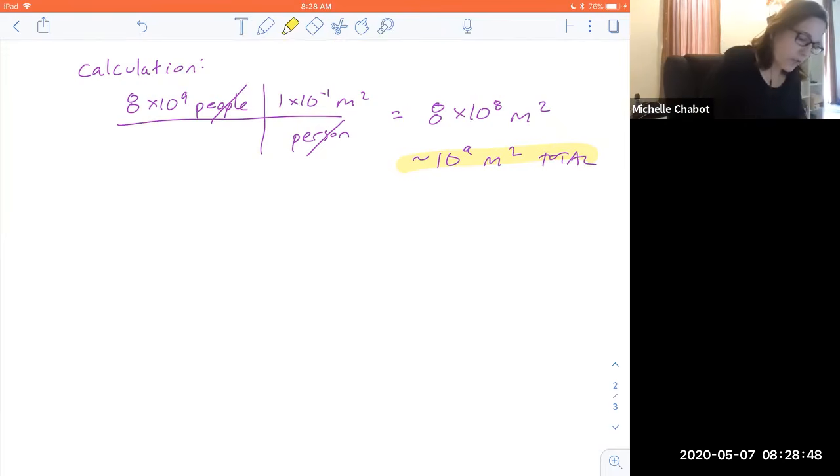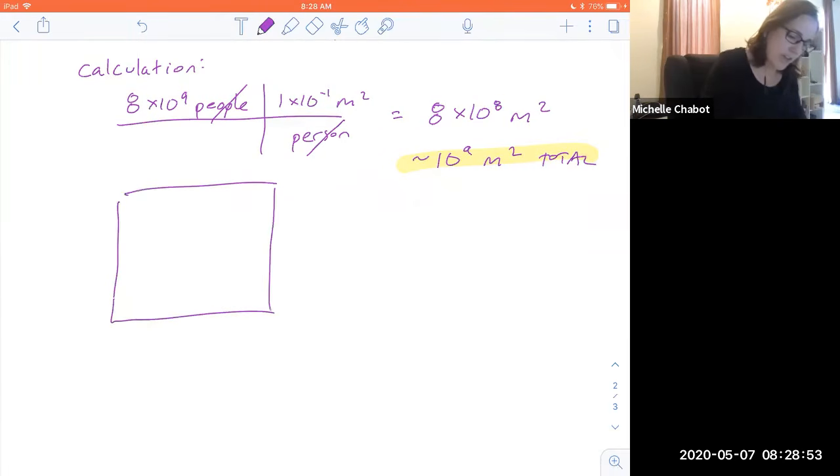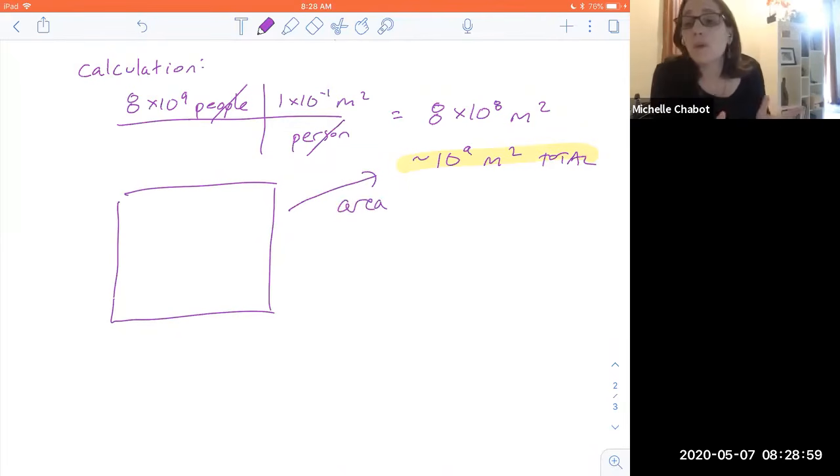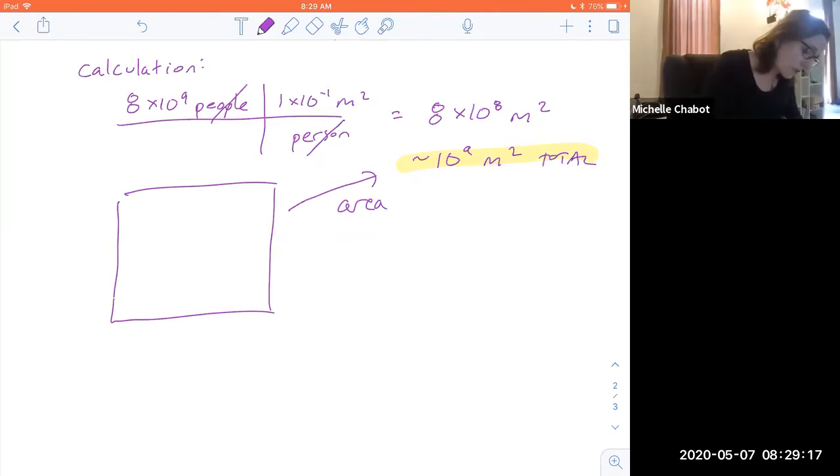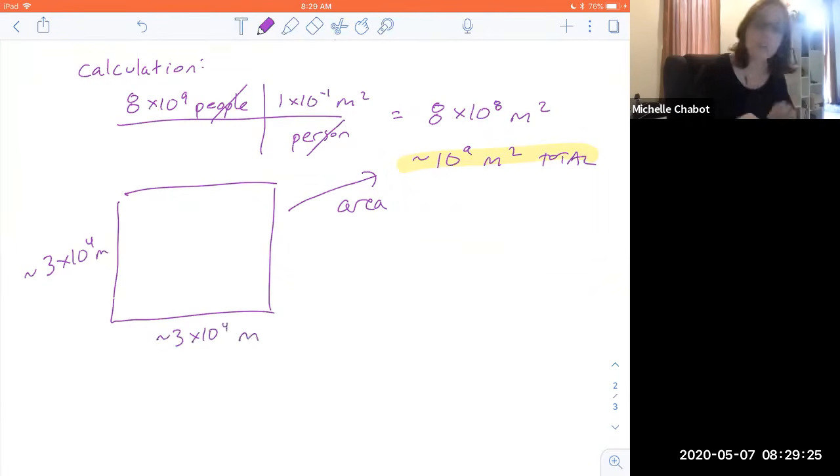So in order to do that, we can imagine what it might look like. Again, if I just imagine having a square where the area was 10 to the 9th, then what would be the sides of each of the squares? It'd just be the square root of 10 to the 9th. So if you think about that, 10 to the 8th, that'd be 10 to the 4th times 10 to the 4th. And then you have an extra 10, square root of 10, it's about 3. So the sides of each of these would be around 3 times 10 to the 4th meters. So around 3 times 10 to the 4th meters on a side.